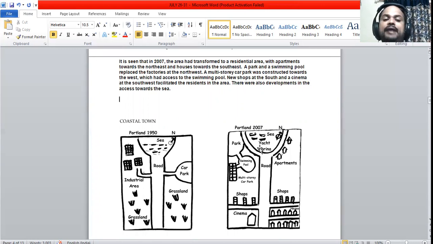And apart from that, we can see new shops at the south and a cinema at the southwest facilitated the residents in the area. So the residents in the area were facilitated by commercial facilities like shops and entertainment facilities like cinema.